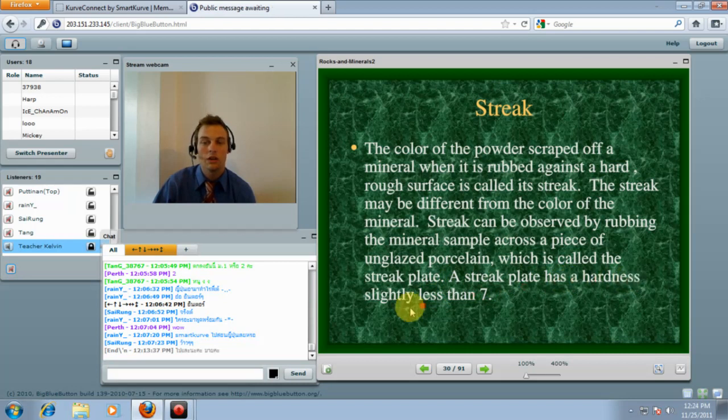A streak plate has a hardness of slightly less than 7. So if the streak plate has a hardness of slightly less than 7, we know that most minerals are going to have a hardness less than 7. So if you get above 7, it's pretty hard. You're going to have to get a special plate if you want to do a streak on it. Usually you wouldn't, because above 7 is pretty rare, and usually it's going to be more valuable.